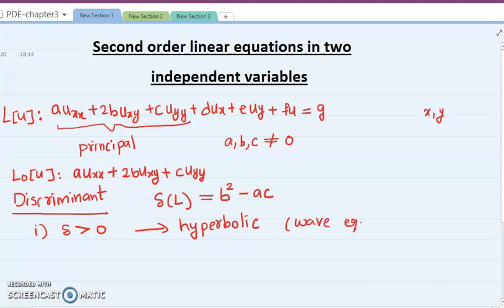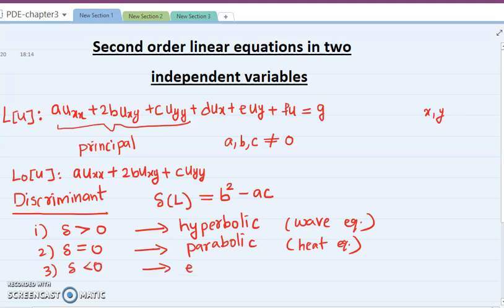If the discriminant is equal to 0, the PDE is parabolic, and the example is the heat equation. And if the discriminant is less than 0, the PDE is elliptic, and its example is the Laplace equation. So these equations we will study in detail later. So the discriminant is calculated like b square minus ac. So a, b, c we are getting from the principal part alone. So that's why the principal part is important.